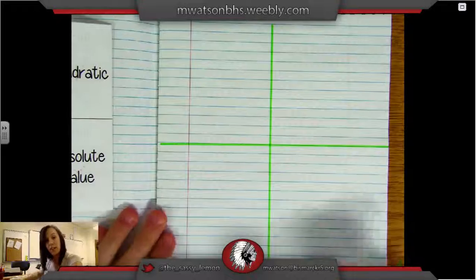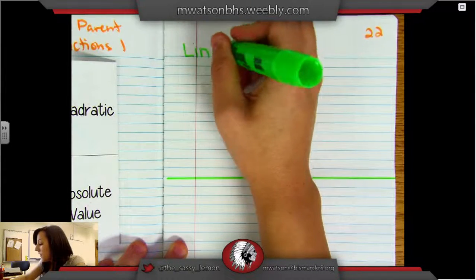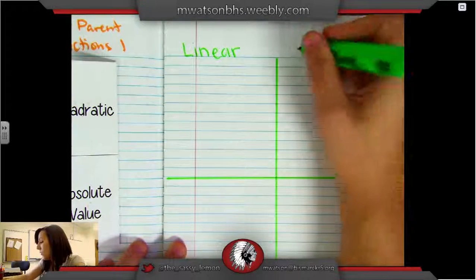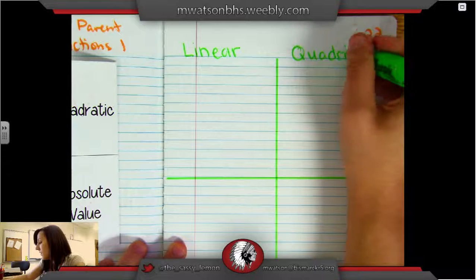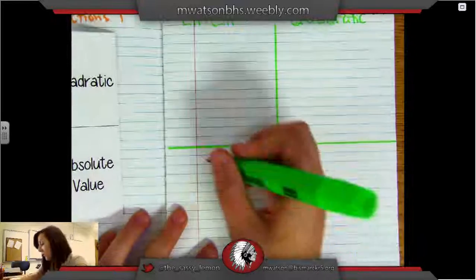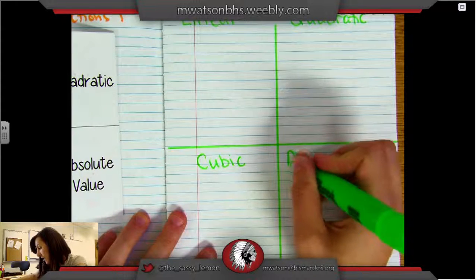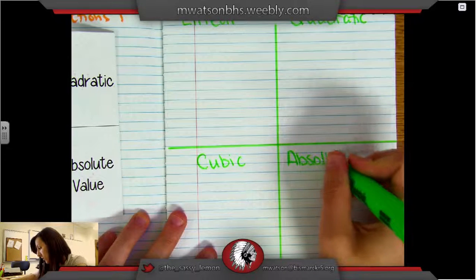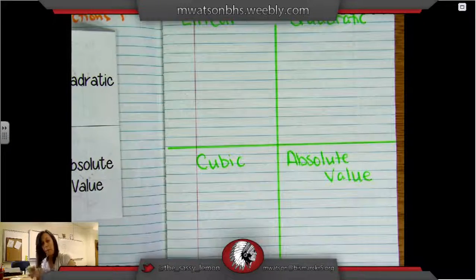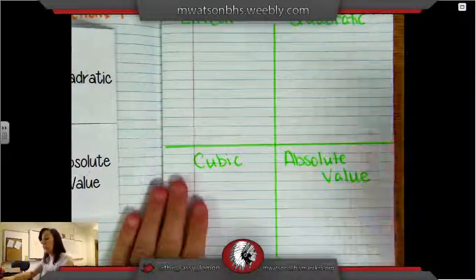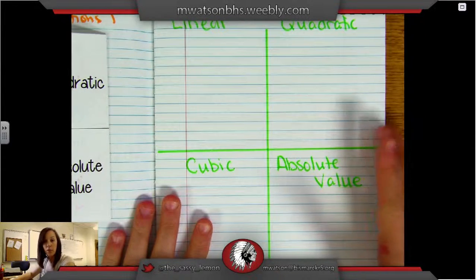and label each piece. So the top one I'm going to call linear. This one I'm going to call quadratic, cubic, and absolute value. Now, I went through that pretty quickly, so you might need to ask the sub to pause it before we move on.